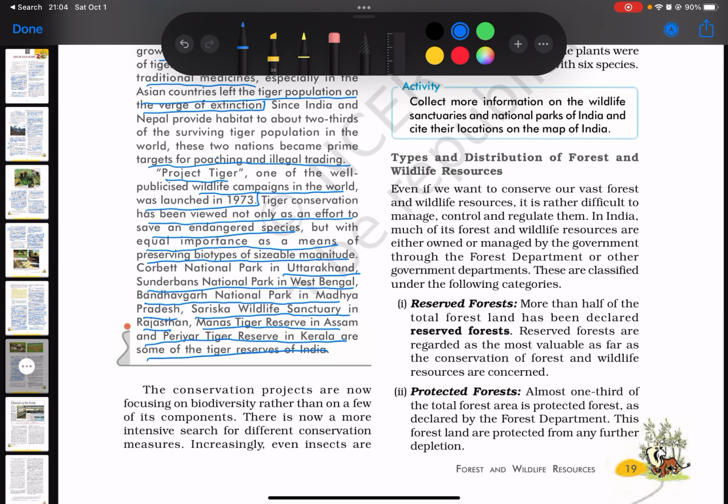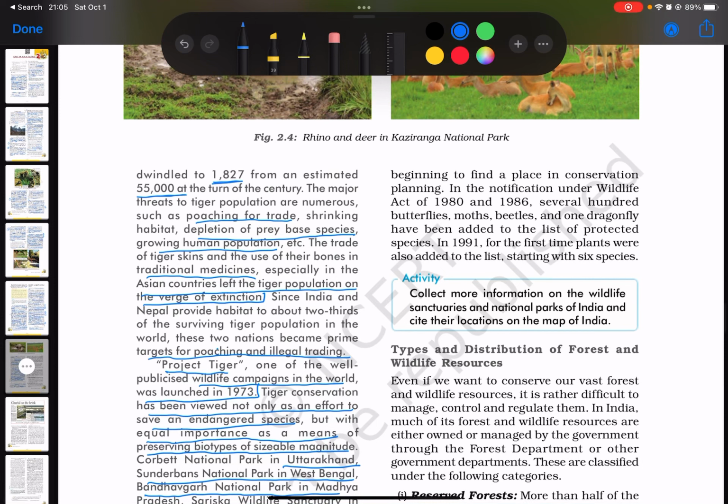Now, these conservation projects are focusing on biodiversity rather than one or a few of its components. There is now a more intensive search for different conservation measures. Increasingly, even insects are beginning to find a place in conservation planning. So, this is a new theme, conservation planning. In the notification under the Wildlife Act of 1980 and 1986, several hundred butterflies, moths, beetles, and one dragonfly have been added to the list of protected species. In 1991, for the first time, plants were also added to the list, starting with 6 species. It might be useful for you to collect more information on the wildlife sanctuaries and the national parks of India and their locations on the map of India.